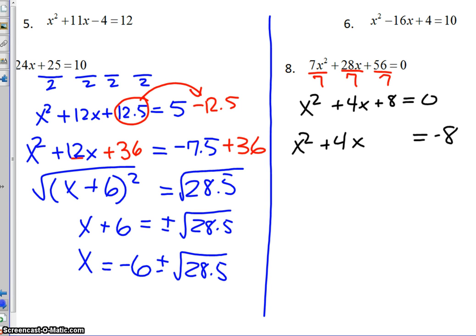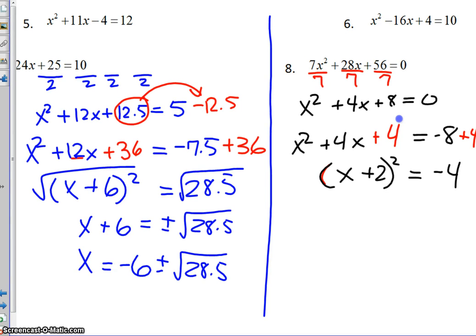Now I'm going to take half of the 4, and then that's 2, square it, and I'm going to be adding, oh, sorry, not 2. I said 2, and it got in my head, plus 4 to both sides. So I'm adding 4 to both sides, and now I have the square of x plus 2 equals a negative 4.